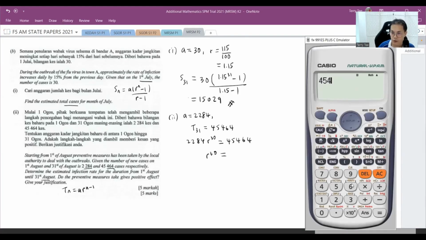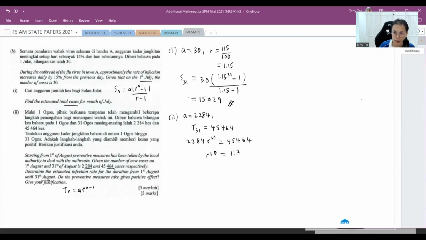Take 45464 divided by 2284. What I have here is a very big number. Maybe I leave it in fractions, better: 11366 over 571. Now when you bring this over, you have to power 1 over 30. Now, this is the annoying part. You know that if x squared equals y, you bring over y to the power 1 over 2. If x^n is y, x is y^(1/n). So when I bring the power over, it's going to give us 1 over 30.